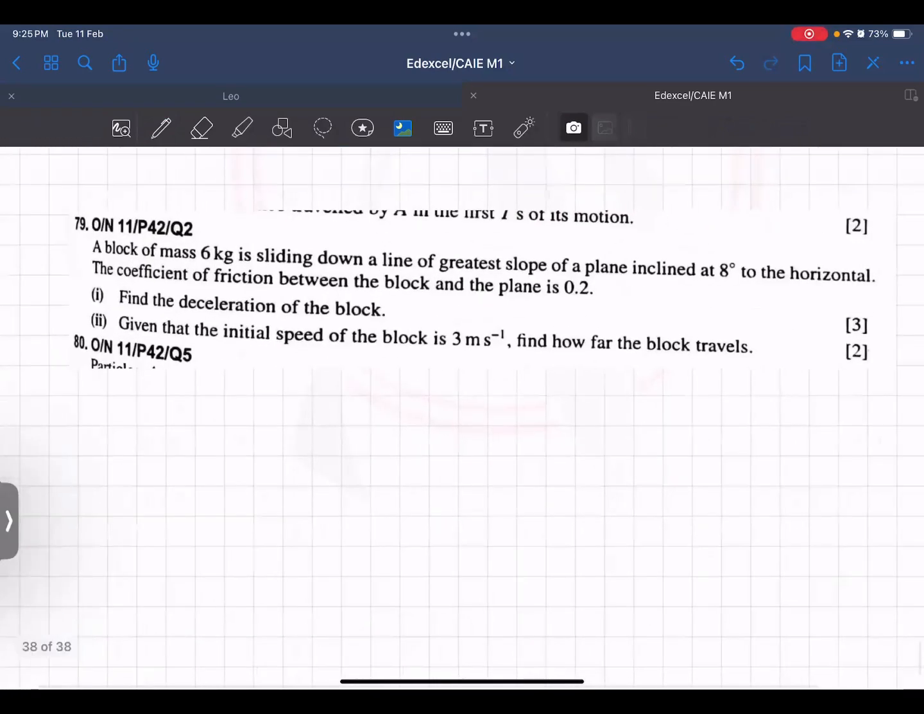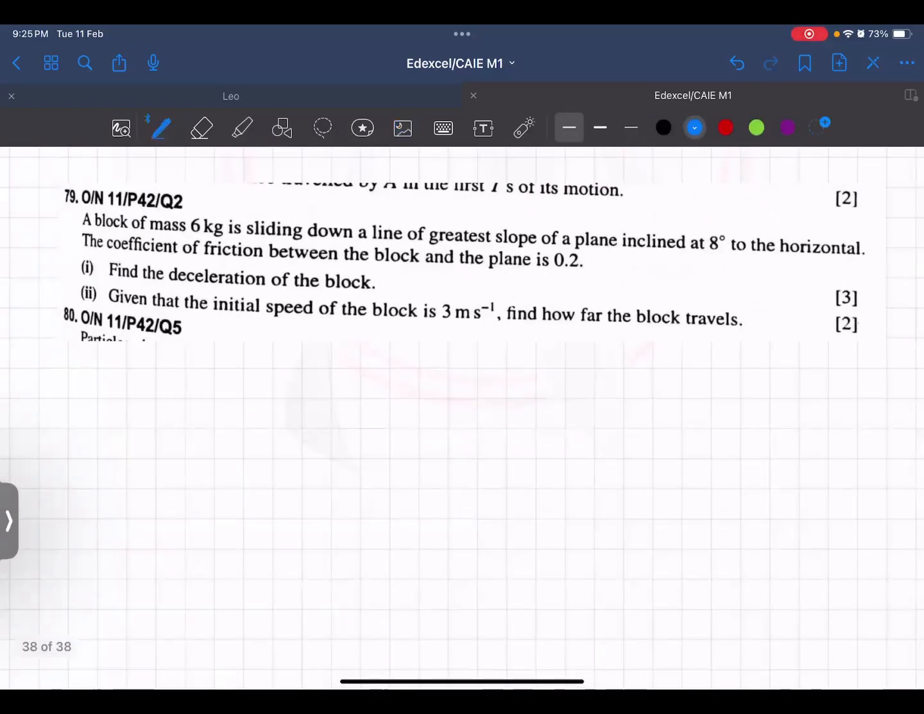Okay. A block of mass 6 kg is sliding down a line of greatest slope. If they have not given you the diagram, try to make yourself one, because that would help you understand the forces and the situation better. So this is the block sliding down the line of greatest slope of a plane inclined at 8 degrees. So look, this was 8 degrees.